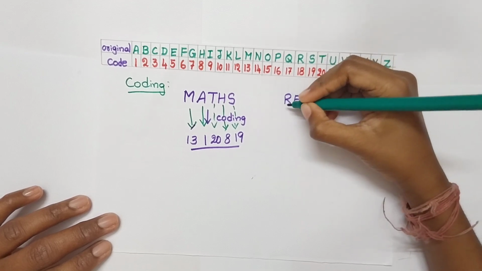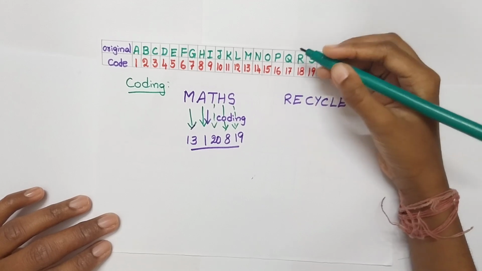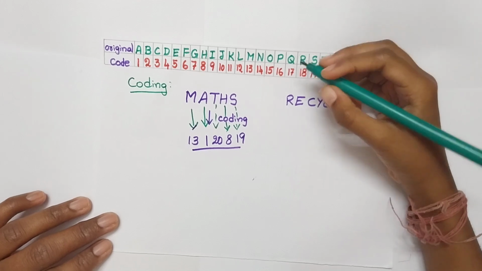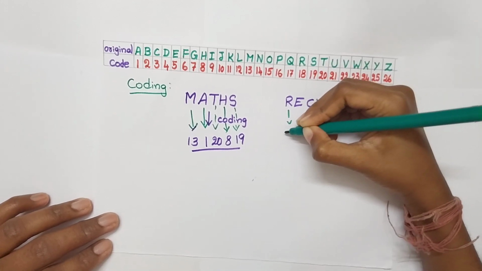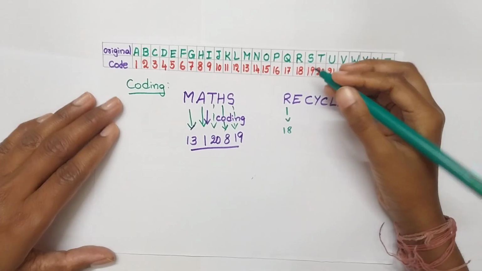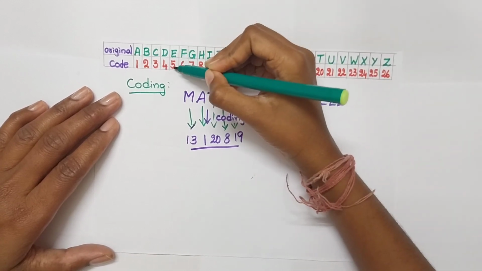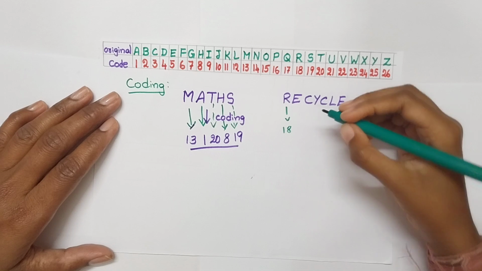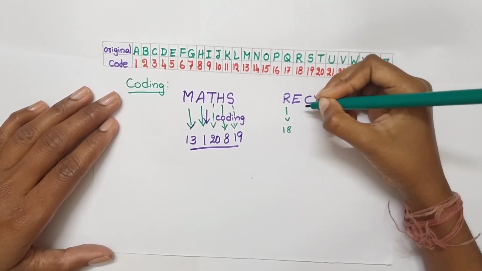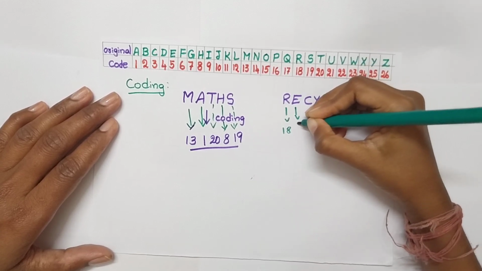First, where is R in the first line? Here is the R. For the R, the number was 18. So instead of R, we have to write 18. Now, where is E in the first line? Here is the E. For E, the number was 5. You can say number or any code number. Instead of E, we have to put 5.